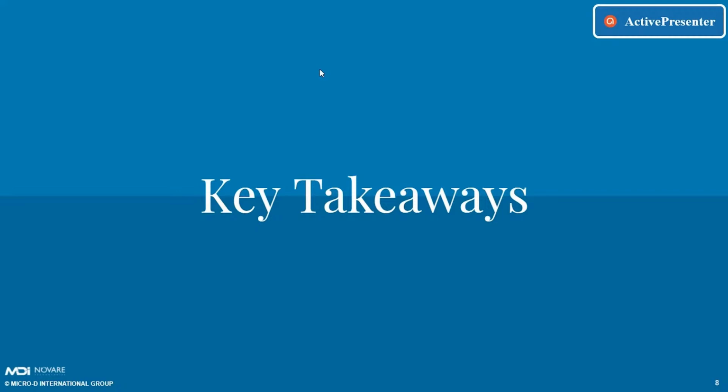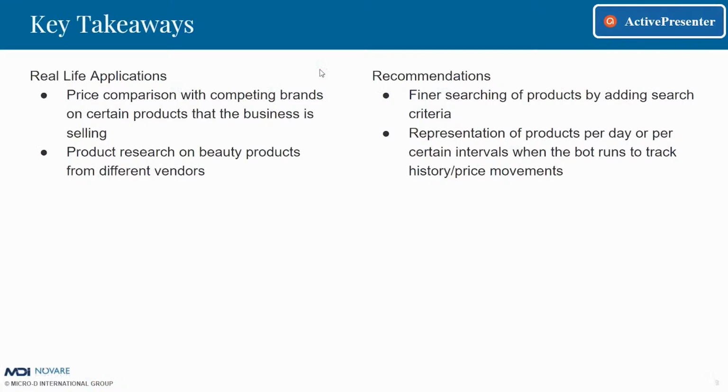So now let me discuss with you a few key takeaways that we have from this demo. But first, I would like to show you a few real-life applications that we can do with the use case that we just did right here. So first is price comparison. Let's say the beauty company is actually another manufacturer and it wants to do price comparison with competing brands on certain products that they are selling. Another use case could be if the beauty company owns several salons and it wants to do product research on beauty products from different vendors that they want to use for their salons.